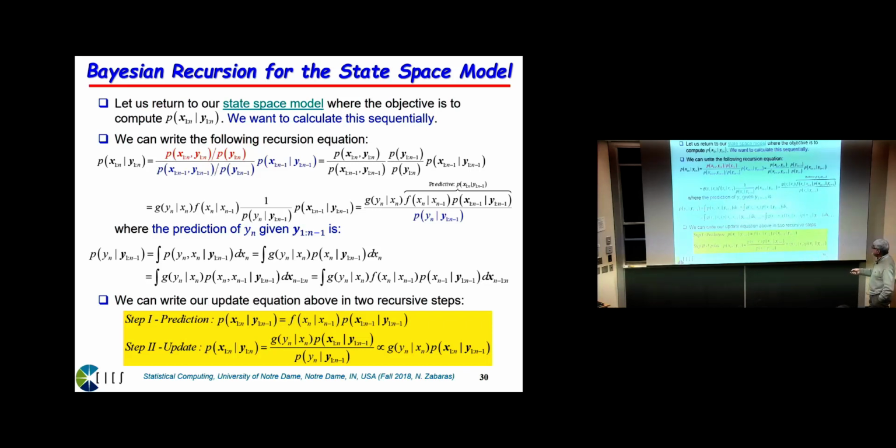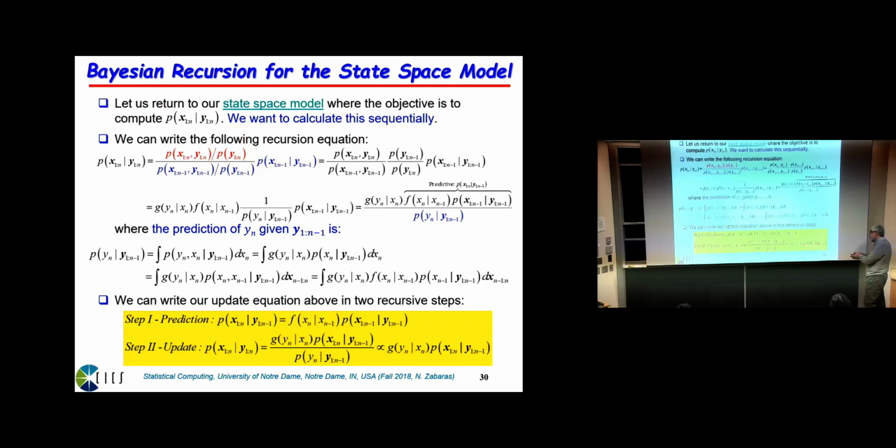And then the update will be based on this formula, taking this prediction times g divided by this term. And as I showed you, this term can be calculated again recursively, right? But the good news is, if the only thing you need is the normalized posterior, you don't really care about the denominator, and the only thing you care about is the numerator, which is built from the previous posterior.